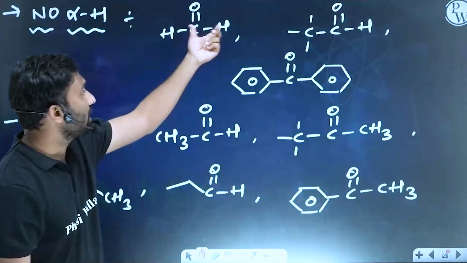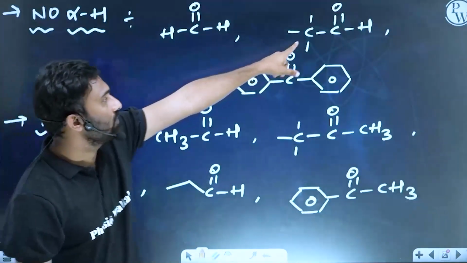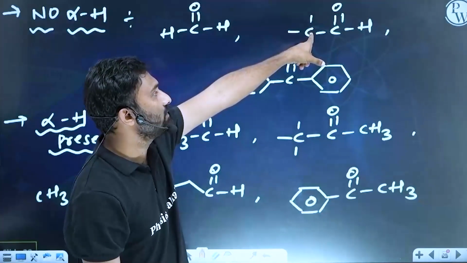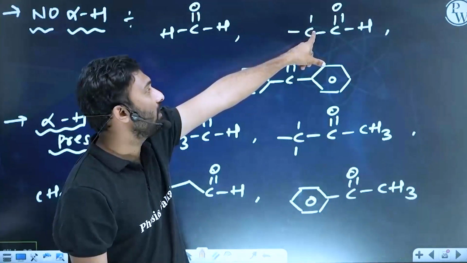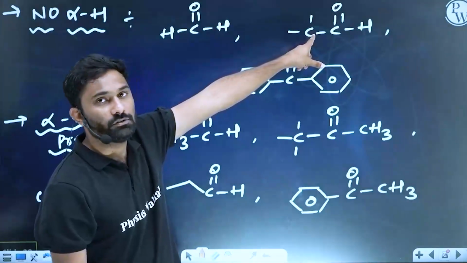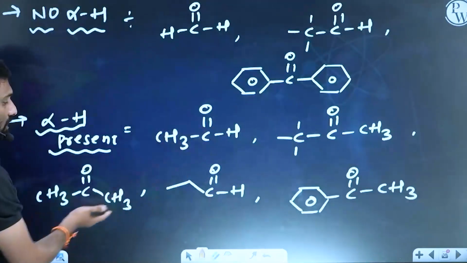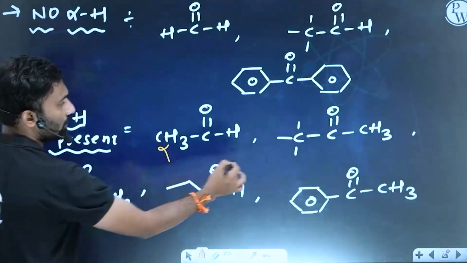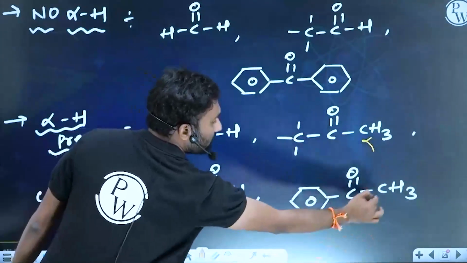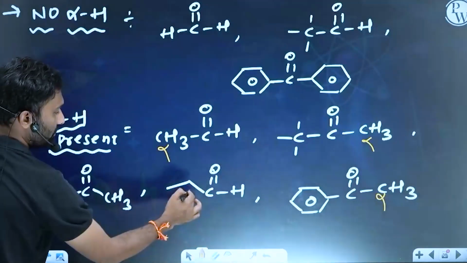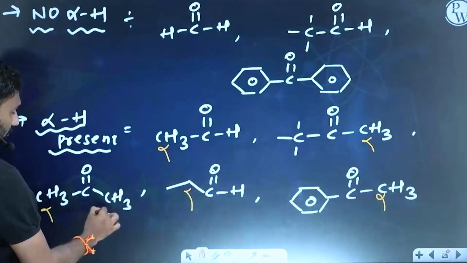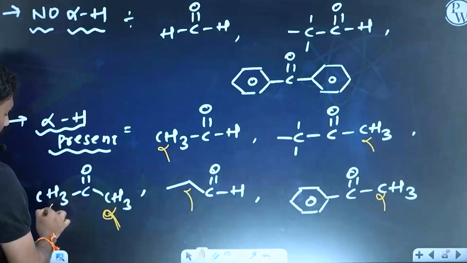These are not having the alpha hydrogen. Look here, this is the functional group, and this is a 3 degree carbon, it is not having alpha hydrogens. Okay, here also there are no alpha hydrogens. Now in these compounds alpha hydrogens are present. This is alpha carbon. Now here this is alpha carbon. Now this is alpha carbon. Now this is alpha carbon. This is also alpha carbon. Okay.